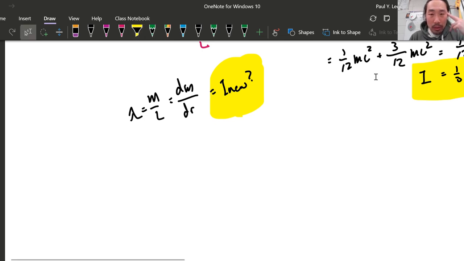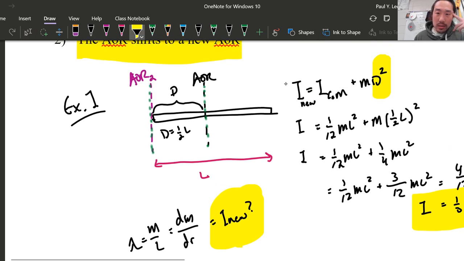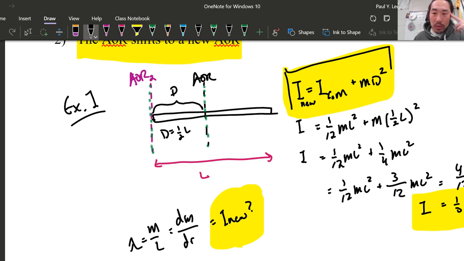But the formula for the parallel axis theorem is the following. Have that there, box it, star it, and be ready to tell me what that is from memory. Put that there, memorize. All right, see you next time. Bye bye.